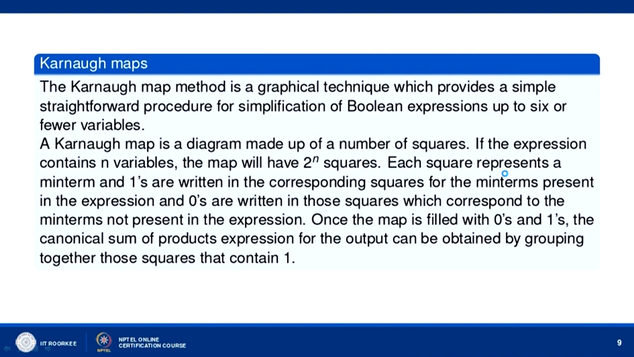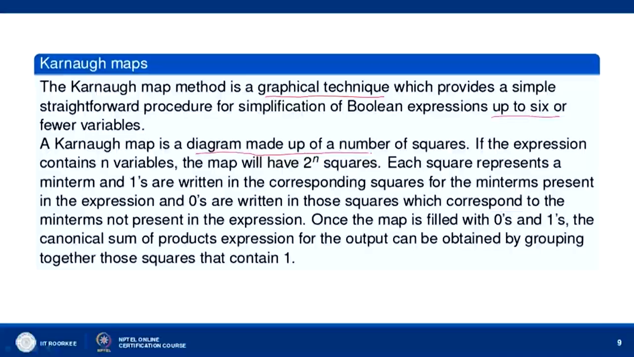So, the Karnaugh map method is a graphical technique. It is a graphical technique which provides a simple procedure for simplification of Boolean expressions, and it can be applied to 6 or fewer variables. Beyond that, it is not easy to handle this situation. So, Karnaugh maps can be used for Boolean expressions containing up to 6 variables.